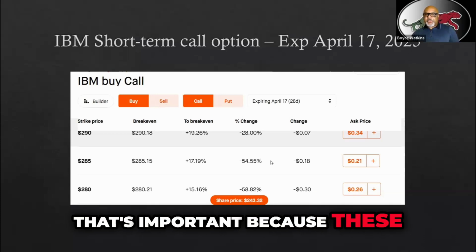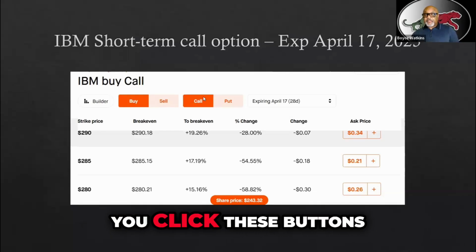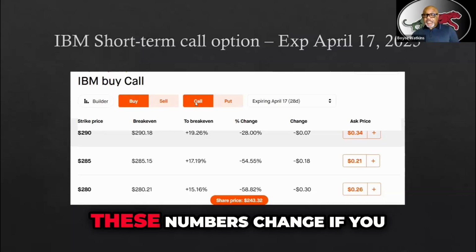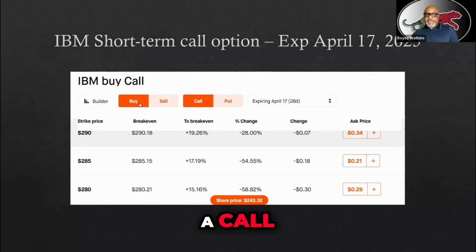That's important because these numbers all change when you click these buttons. Is it a call or a put? These numbers change if you click these buttons. So you pretty much have 4 different ways to approach this. You can be a buyer of a call or a seller of a call, a buyer of a put or a seller of a put. That's it. That's all you can do.